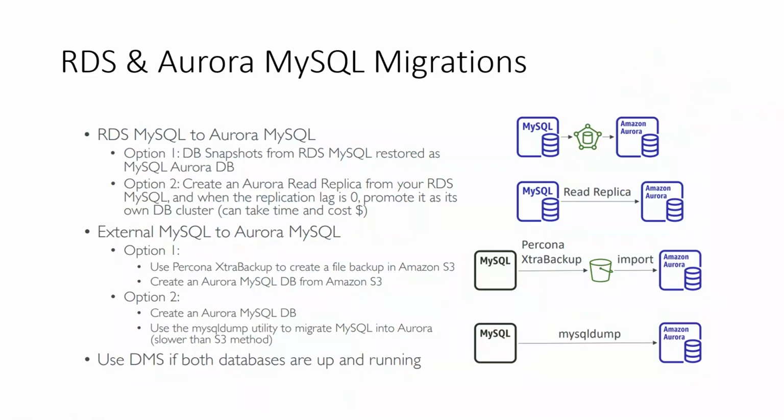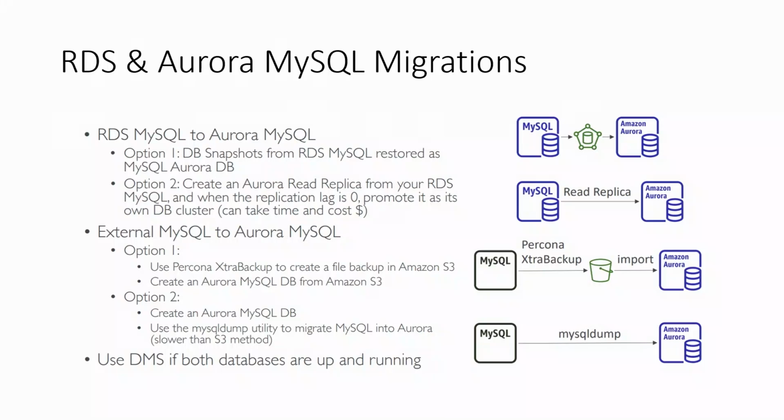Okay. Now what about RDS and Aurora MySQL migrations, right? Basically, for migrating from RDS MySQL to Aurora MySQL, there are certain options that you can follow. Option 1 is DB snapshots from RDS MySQL restored as an Aurora MySQL DB, because in RDS and in Aurora, we can restore a database from a snapshot. So if you have an RDS MySQL snapshot, you can restore it as an Aurora DB instance.